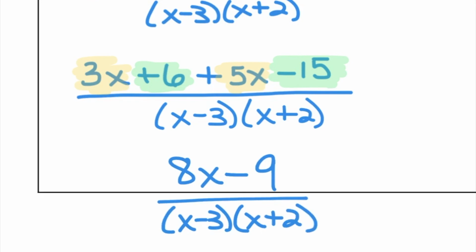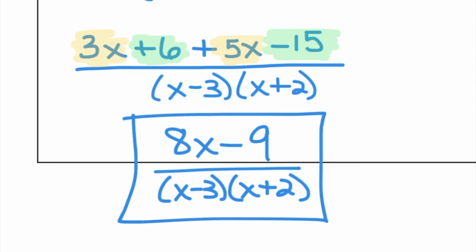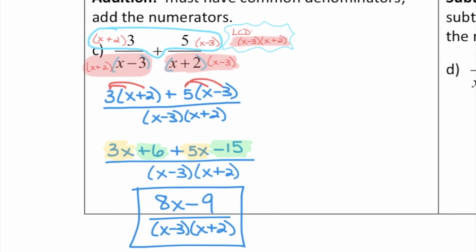Now, I hope that you can see that the numerator, 8x minus 9 here, cannot be factored. But if it could be, the question always comes up, do I have to factor it? And it's a sometimes yes, sometimes no thing. You might need to factor it to see if anything would cancel. Because remember that if something can cancel, if you can simplify it, you have to simplify it. But if nothing's going to cancel, then you don't have to factor it, even if it can be factored. You'll get a feel for it.